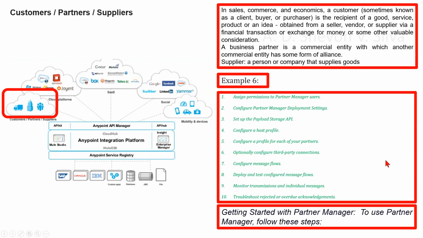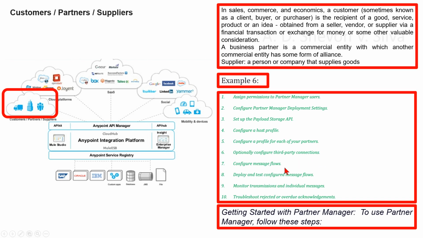Now we are considering getting started with Partner Manager. Partner Manager provides simplified, configuration-driven B2B integration solutions to manage your B2B partner ecosystem. To use Partner Manager, follow these steps. Assign permissions to Partner Manager users. Configure Partner Manager deployment settings to set up the payload storage API. Configure a host profile. Configure a profile for each of your partners.